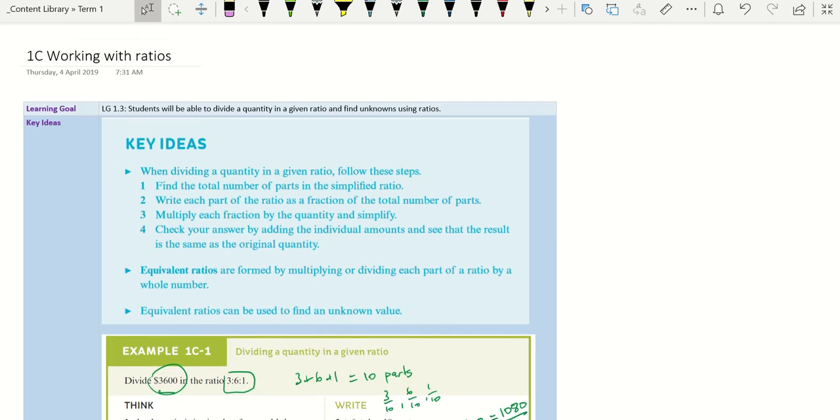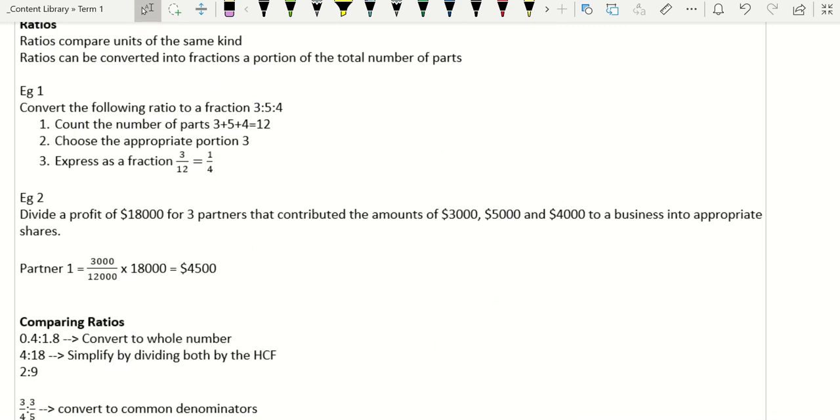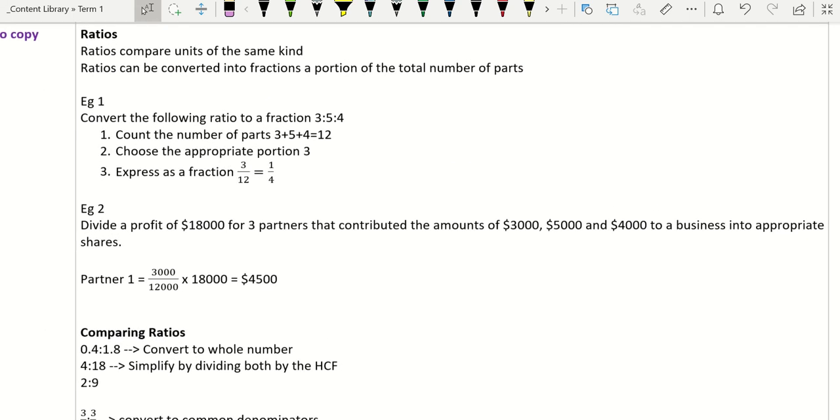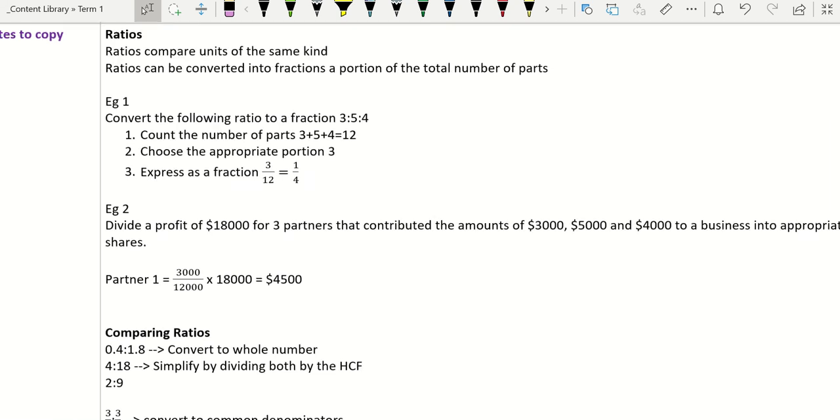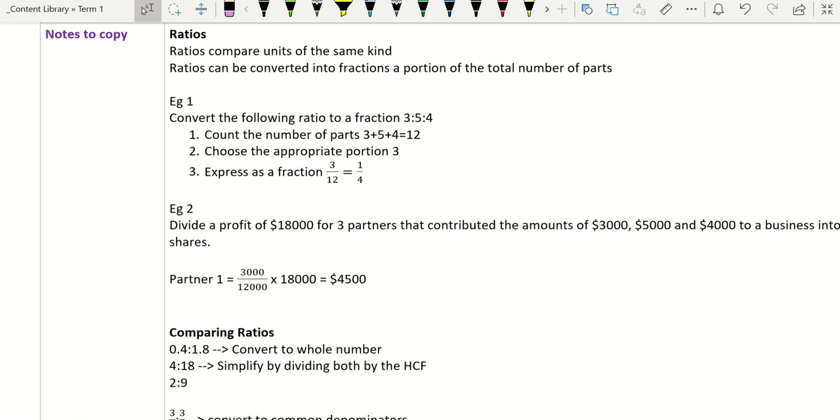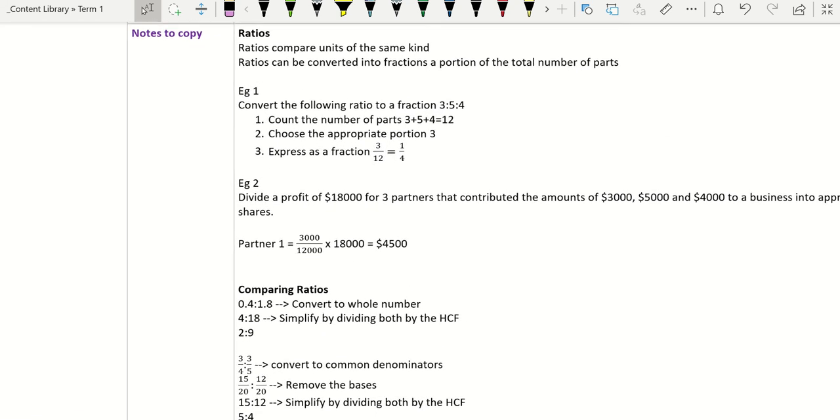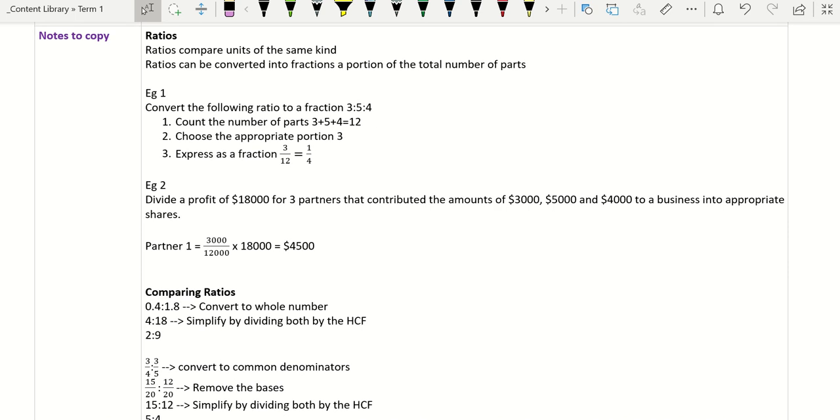What else do we just need to think about? This is ratios, yep. So let's have a look at a couple of other important statements about this. Ratios compare units of the same kind, and ratios can be converted into fractions of a portion of the total number of parts. So this is what I want you to copy today. If we want to convert the following ratio into a fraction, what do we do? 3 is to 5 is to 4. Well, 3 plus 5 is 8, plus 4 makes 12 parts. And then you just choose which proportion out of the total, turn it into a fraction, and then simplify it.